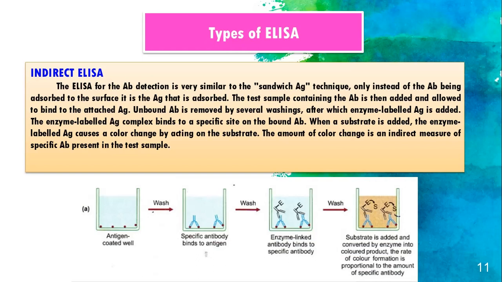So as pictured below, the antigen being tested is coated on the well, washed, the specific antibody binds to the antigen, wash again, and then the enzyme-linked antibody binds to the target antibody. Then the final washing is done. Substrate is added and converted by the enzyme to a colored product wherein the rate of color formation is proportional to the amount of specific antibody present in the sample.